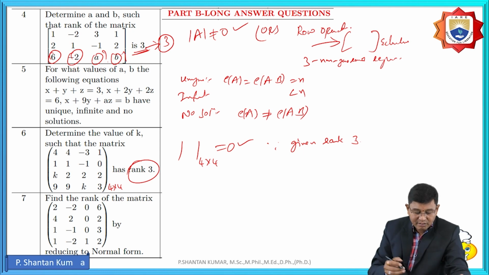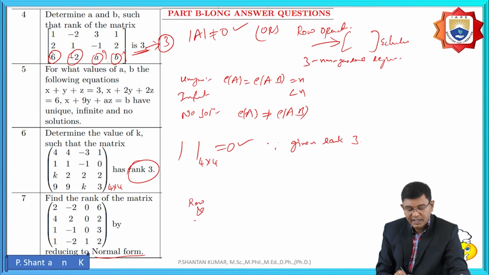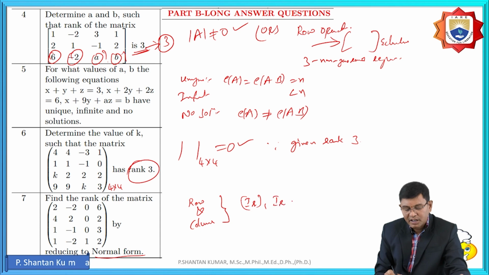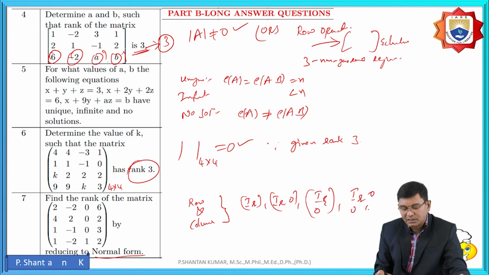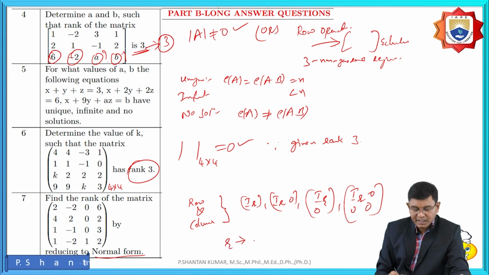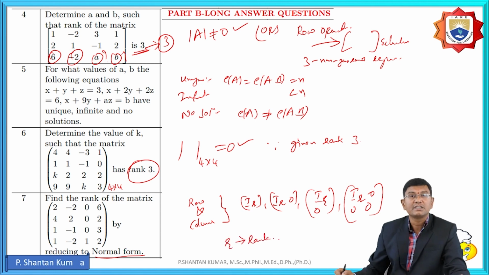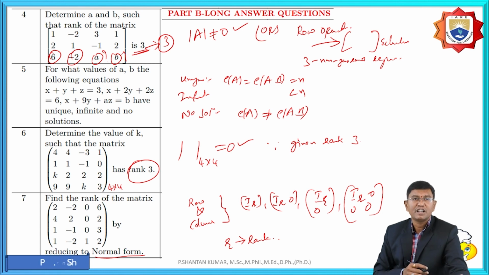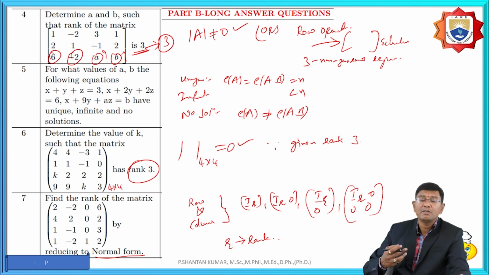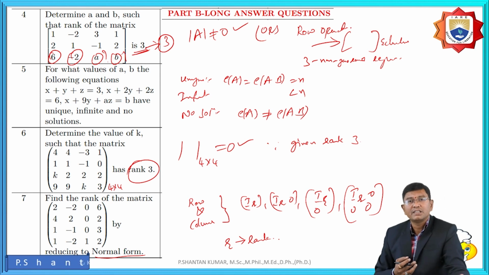Next one, find the rank of the matrix by reducing to echelon form. Normal form means row and column operations, including these two. Here the matrix becomes either I_r, or I_r 0, or I_r 0 0 0, any one of the forms. Here also the rank is nothing but the rank of the matrix. Depending upon the matrix, we reduce it with row and column operations to a unit-type matrix. The unit-type matrix is, for example, I_4, whose rank is 4.